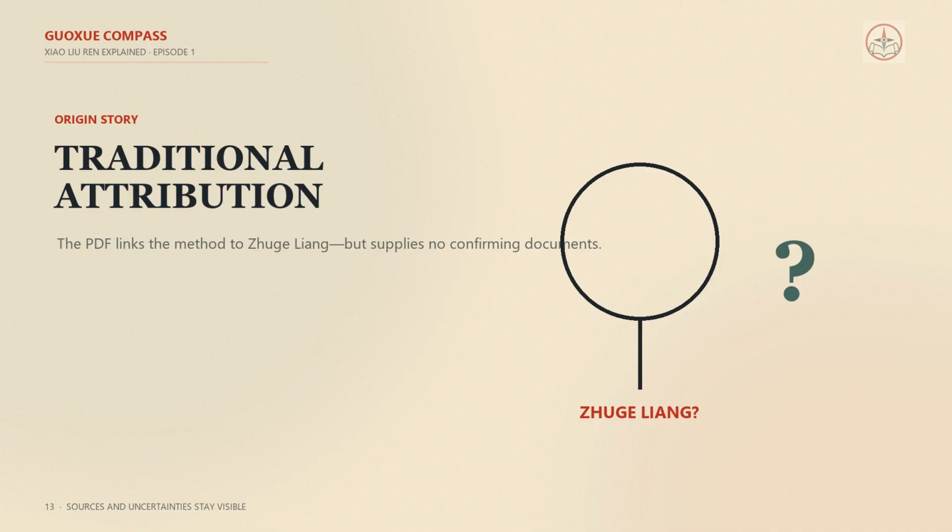The academic source I consulted confirms that Xiao Liu Ren exists as a time-based counting practice, yet it does not verify the Zhu Guoxue Liang attribution. So this series will distinguish three things: what the manual says, what external scholarship supports, and what remains part of lineage tradition or popular legend.